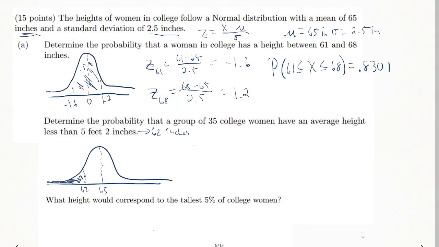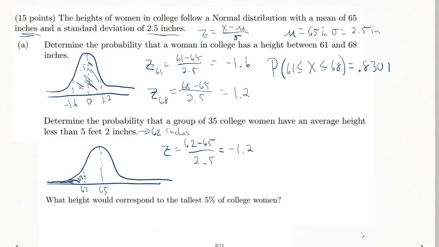Okay, if we go back, as I said, I prefer the z-score, so z equals 62 minus 65, all divided by our 2.5. So then what do we have? Well, this would be negative 1.2.